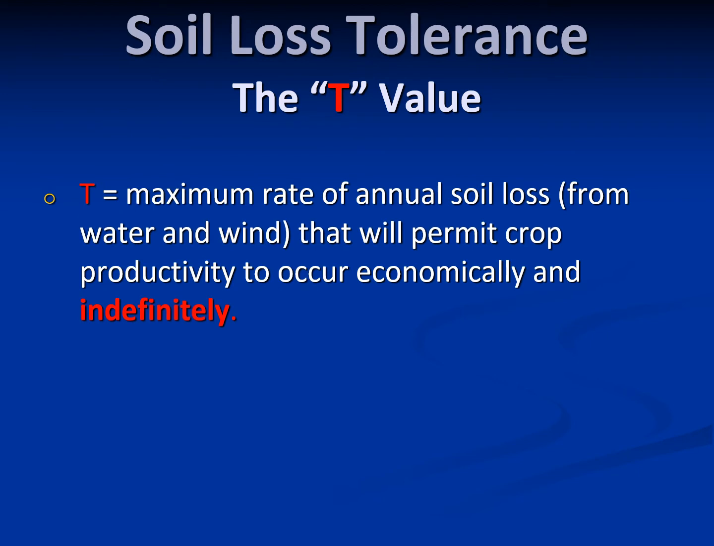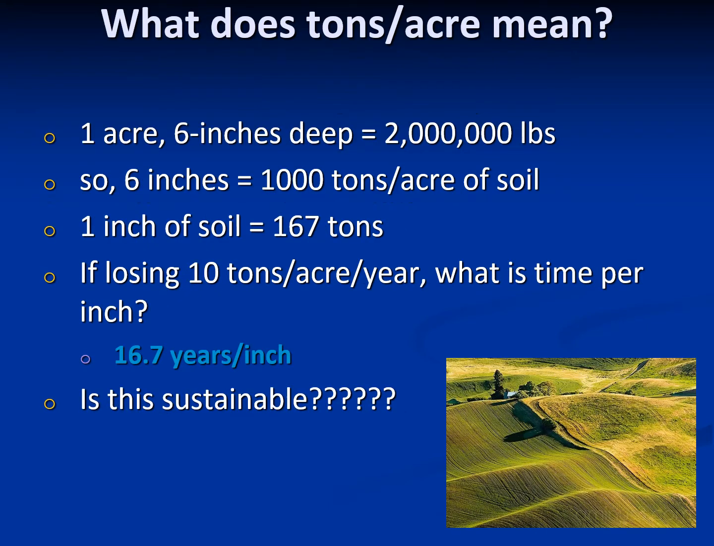So the T value basically is the maximum rate of annual soil loss from water and wind that will permit crop productivity to occur economically and indefinitely. A T value for most soils is between 2 to 5 tons per acre per year of soil loss. That's the normal amount. So what does tons per acre mean?